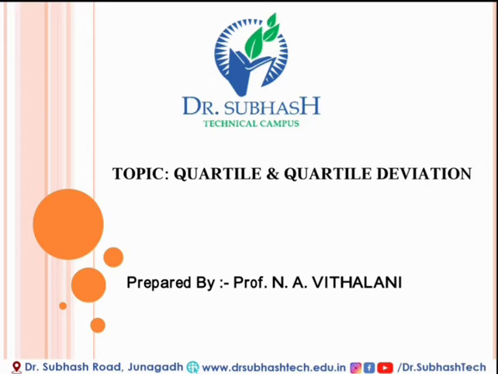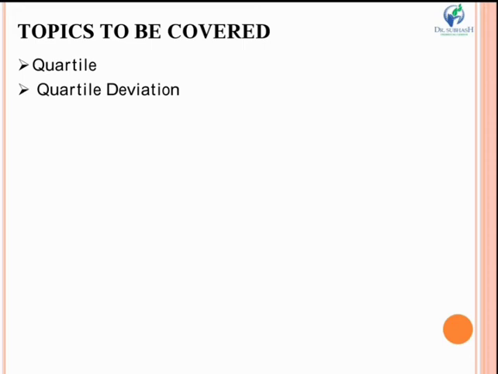As a part of our subject for the current semester, today we will discuss quartile and quartile deviation. This is a part of measures of central tendency and also a part of dispersion. In measures of central tendency, we have learned how to find mean, median, and mode for various observations, and in dispersion, we have learned how to find standard deviation and mean deviation. So, in this lecture, we will discuss what is quartile and what is quartile deviation, and we will see different types of examples based on it.